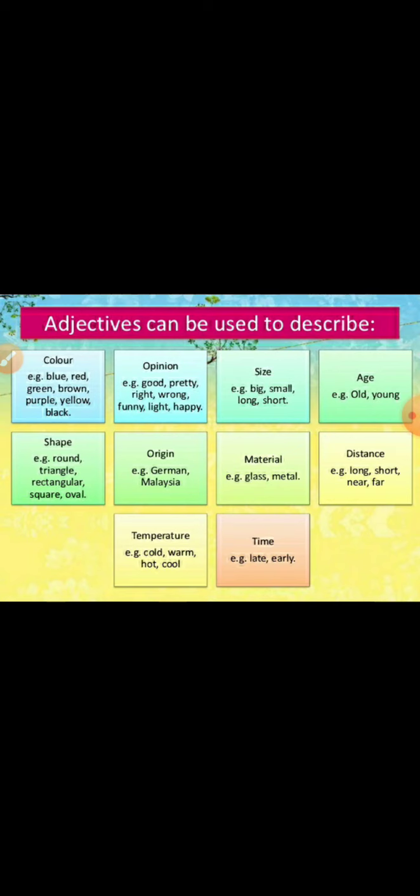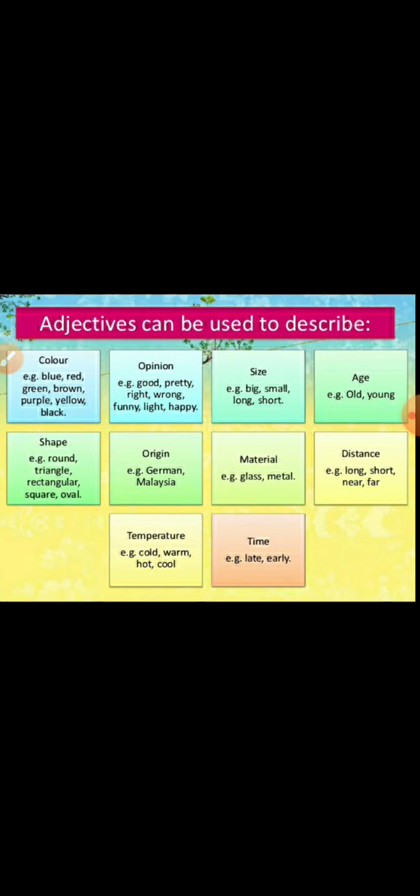We can use adjectives to describe different things. For example, if you're talking about color or opinion, size, age, shape, origin, material, distance, temperature, time. At this time, we can use adjective. For example, if we have to use color, we can say this boy is wearing a red shirt. So shirt is our noun. Shirt इस sentence में हमारा noun है. तो shirt को और modify कौन कर रहा है? इसके related और ज़्यादा information कौन हमें दे रहा है? Red. This boy is wearing a red shirt.